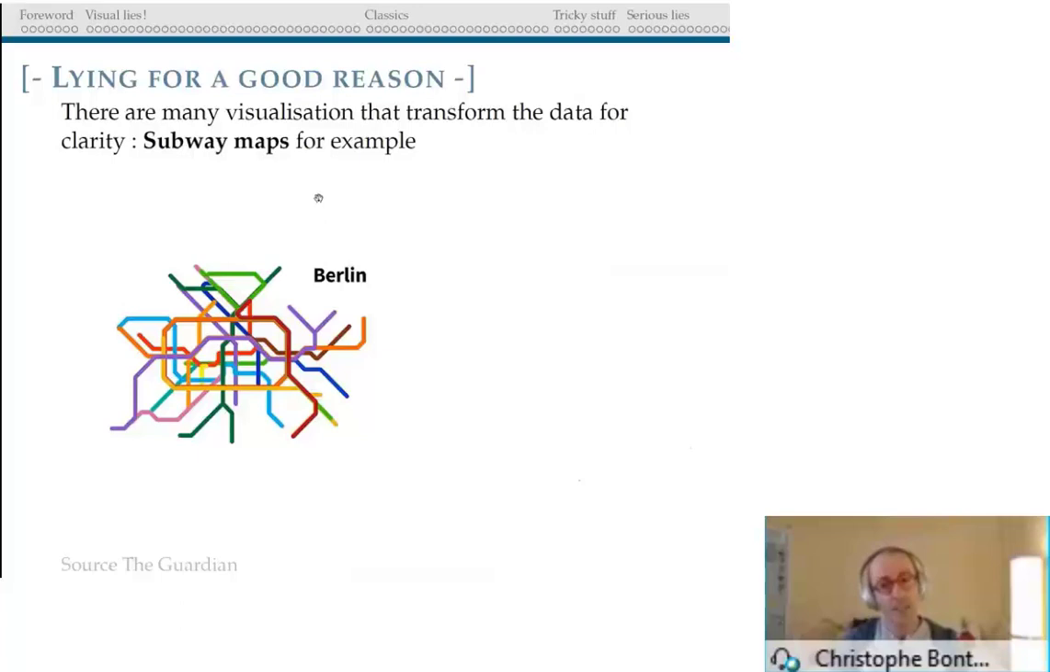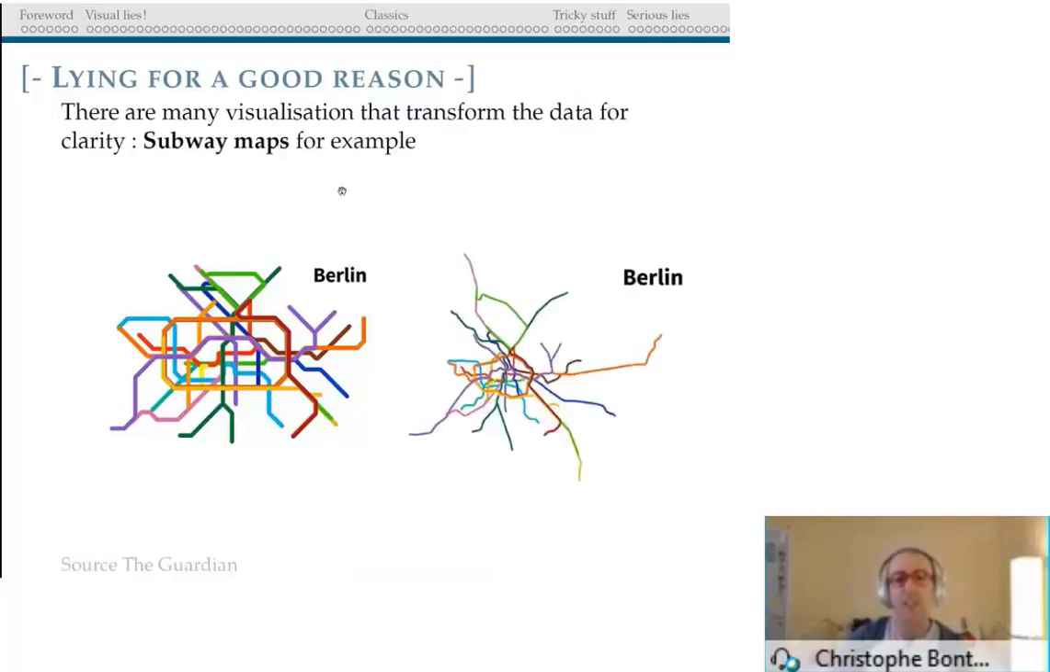For example, subway maps are not maps. The real shape of the map of a subway, for Berlin for example, you see that it's very convenient. It conveys the information you want. Where do you want to change? How many connections do you have for going from point A to point B? But you know it's not a map.